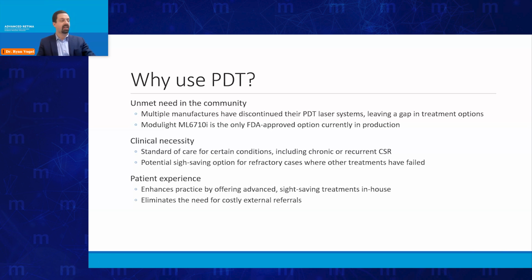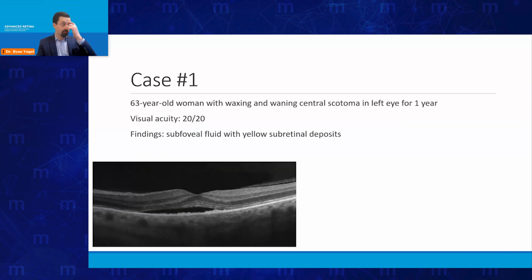So let me just start with some cases. These are some of the patients that I've treated over the last few months with the Modulight laser. This was a 63-year-old woman. She had a waxing and waning central scotoma in the left eye for 1 year. Visual acuity pretty good still at 20/20, though she was symptomatic. And there are OCT findings and exam findings showed yellow subretinal deposits. Fluorescein angiography showed mild leakage and pooling from the nasal macula.